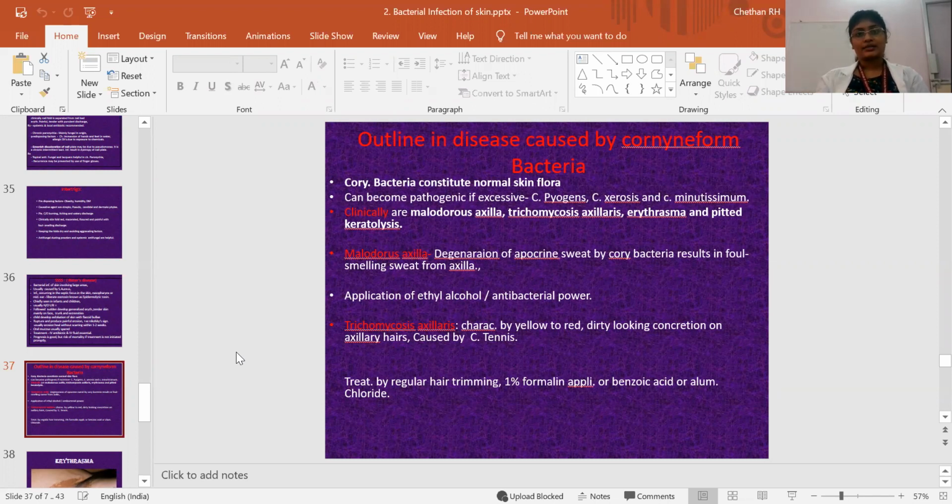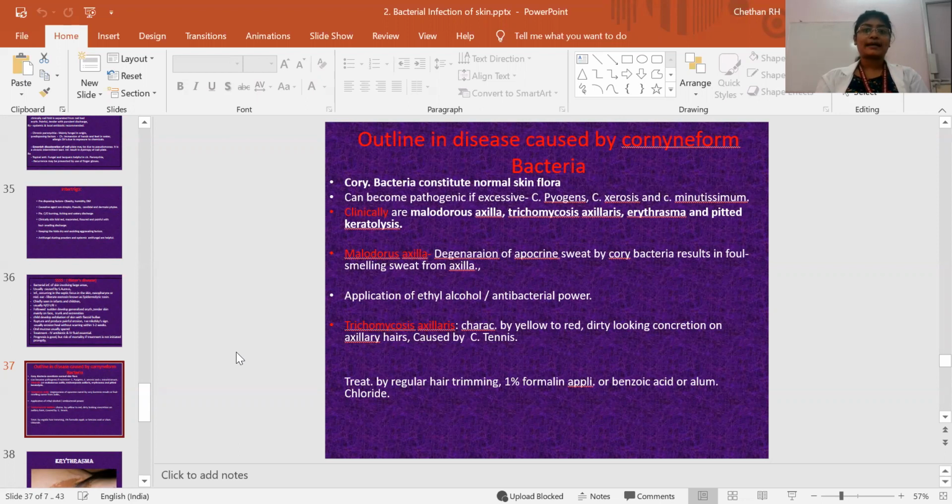Next, malodorous axilla. The malodor is because of the degradation of the secretions of the apocrine sweat glands by this Corynebacterium bacteria, which results in a foul smell from the axilla. Application of ethyl alcohol or antibacterial powder is essential for this.